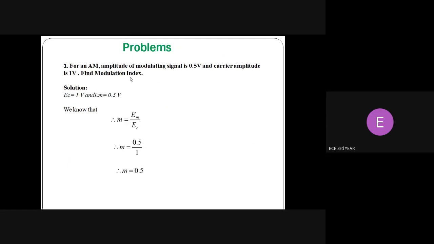So what we see in the problems so far. In the first problem, we have seen how to calculate the modulation index. Modulation index is the main parameter, and how we calculated the modulation index has been seen. The modulation index is nothing but the ratio of EM by EC. EM is equal to 0.5 divided by 1, so it is 0.5.